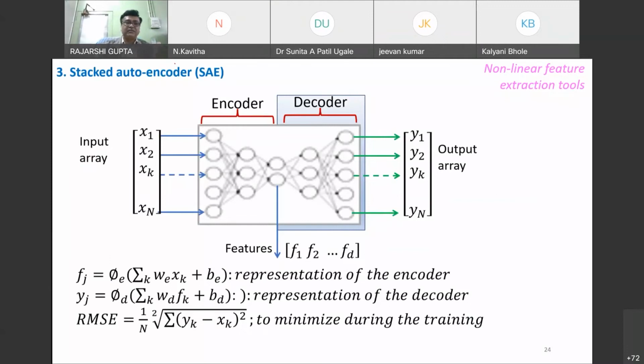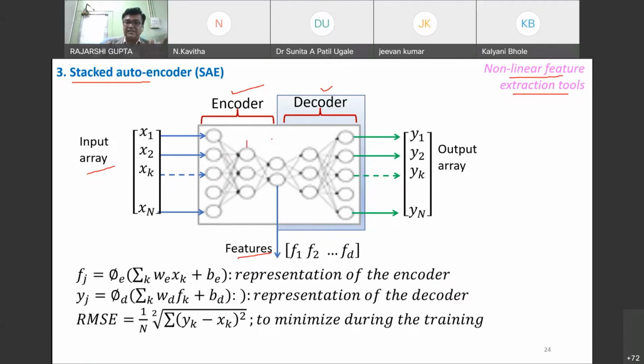These are very common nonlinear feature extraction tools. We call it a stacked autoencoder. In the case of a stacked autoencoder, there are two parts: one part is the encoder and another part is the decoder. So if this is my input signal, then an autoencoder provides us a compressed representation of the signal by encoding it through different layers.